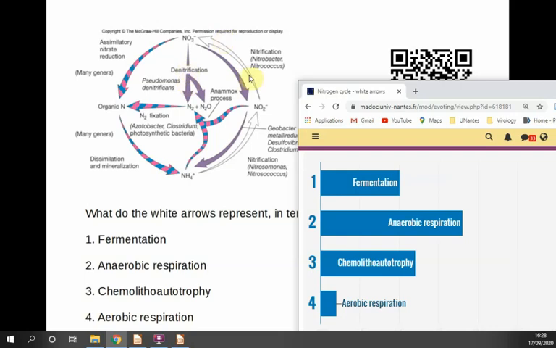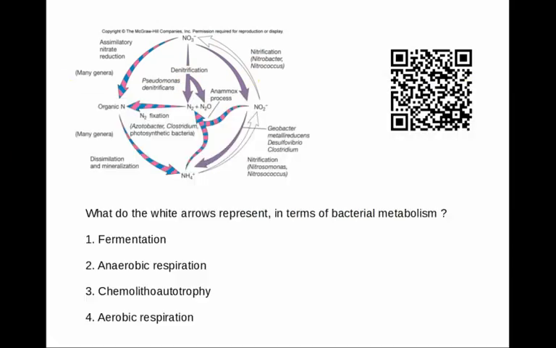So the white arrows are the nitrogen oxidizers that live by chemolithotrophy. And they've got the names of the bacteria on here to help you out: Nitrosomonas, Nitrobacter. They are the chemolithotrophs, nitrogen oxidizers.